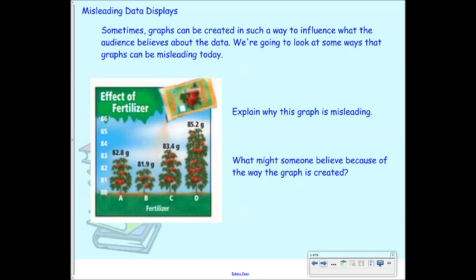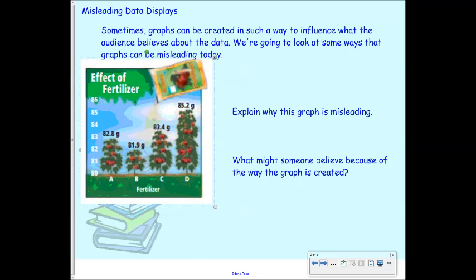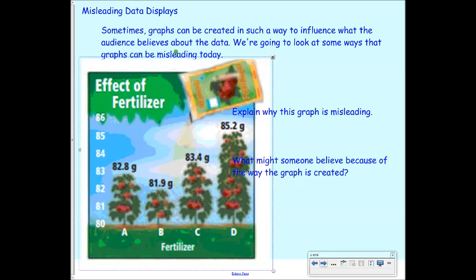So for example, looking at this graph right here, what kind of graph is this? It looks a little weird, but it's essentially a bar graph. Which fertilizer is the best? D. By a lot? Yes. Is it really that much better though? What the graph is showing us is the effect of fertilizer A, B, C, or D. And how is it measuring the effect of the fertilizer?